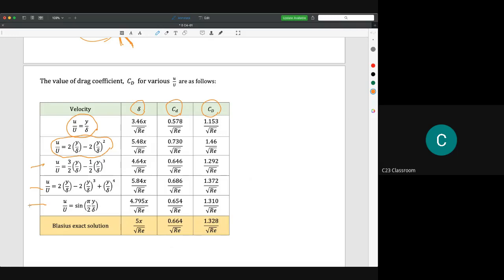We have five here. We have power 1, which is linear, then quadratic, then y to the power of 3, and a power of 4 here, and we have the sinusoidal. These five velocity distributions are the most common velocity distributions for the laminar boundary layer. So it is an advantage for you to practice yourself to get the delta, the local CD and the CD for all these velocity distributions.